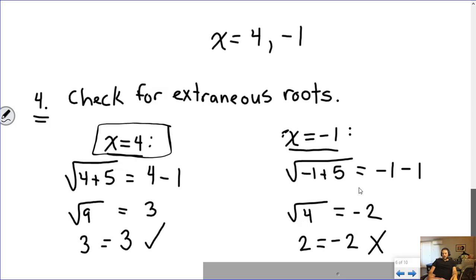And again, what ended up happening is because somewhere along the way we ended up squaring both sides, if I take negative 2 and I square it, and I take the square root of 4 and I square that, I do get a positive 4 on both sides, so they end up being equal to each other, right? So that's why we have to make sure we're checking for extraneous roots, because some of these answers might not actually work if you take them and plug them back into your original equation.